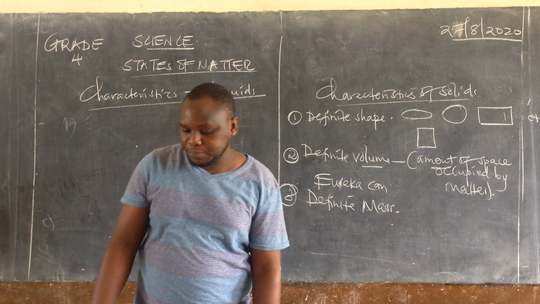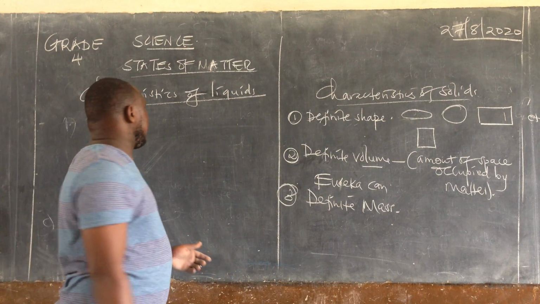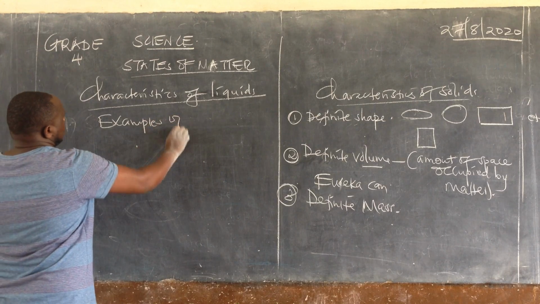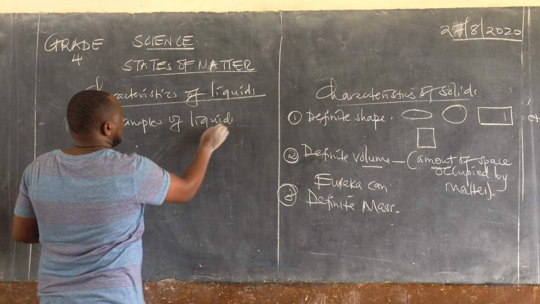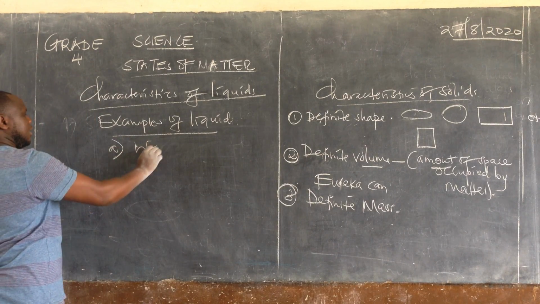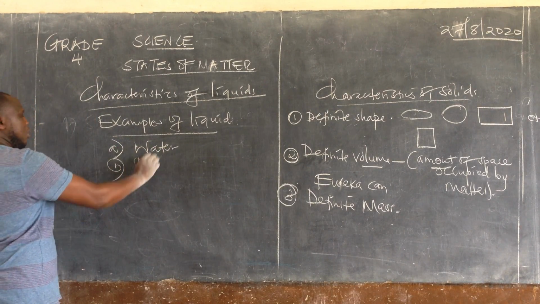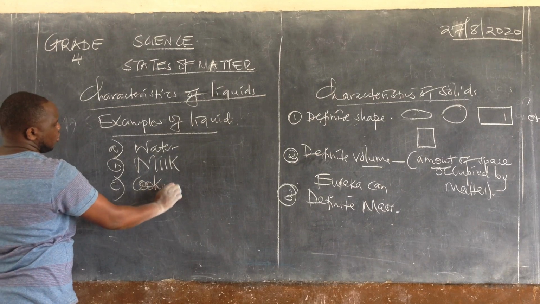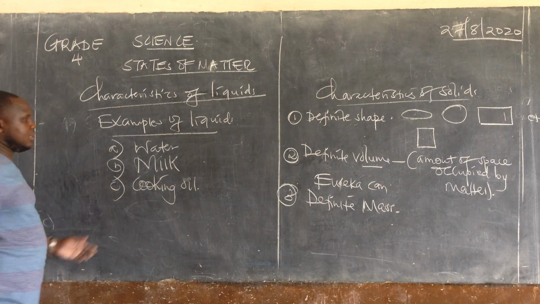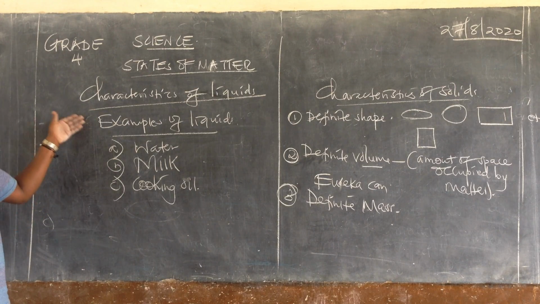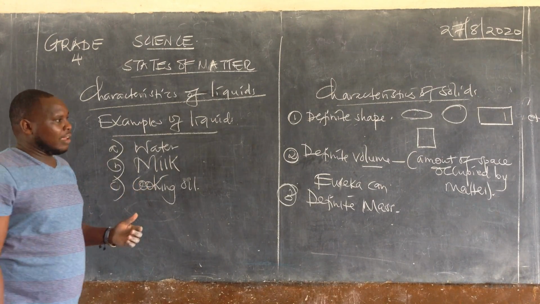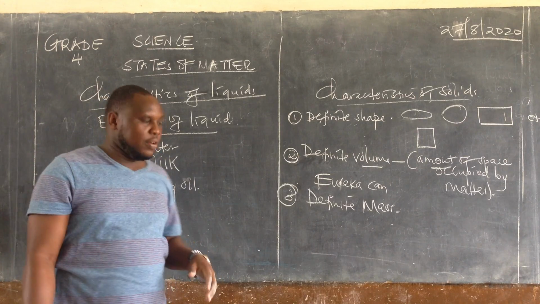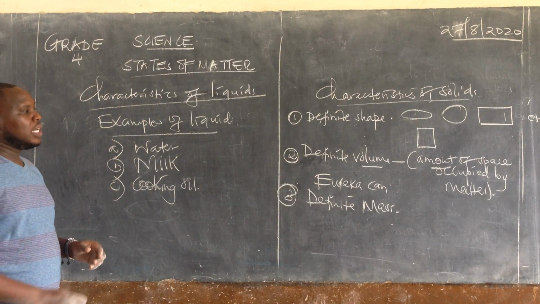So in this lesson, learner, I want us to deal with liquids. Let me give you examples of liquids. We can talk about water, that is a common liquid that we know. We talk about milk that we use every day. We can also talk about cooking oil. All these are liquids that we interact with in our everyday life. So we want to see how they behave. What are the characteristics of these particular liquids? How do they behave? And we are going to realize that there are only two characteristics.